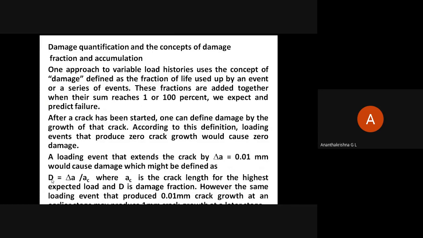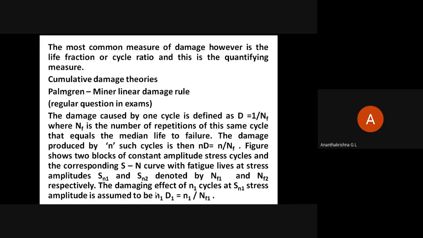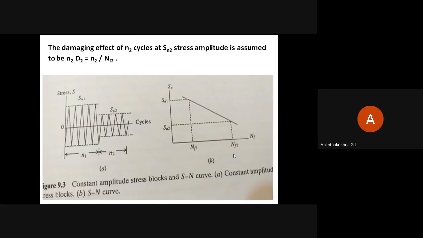Then we learnt about the damage fraction given by delta A by AC, where AC is the crack length for the highest expected load and D is the damage fraction. Then cumulative damage theory: one of the most important cumulative damage theories is the Palmgren Minor linear damage rule. According to this, damage caused by one cycle is defined as D is equal to 1 by NF, where NF is the number of repetitions of the same cycle that equals life to failure. So when n such cycles are produced, the damage is n into D, equal to n by NF. This is what we learned. And then we learned about constant amplitude stress blocks and the SN curve.